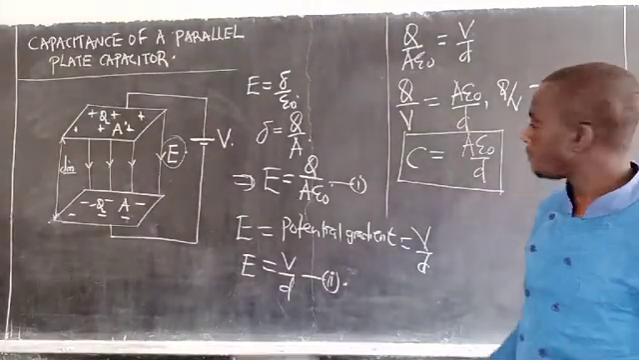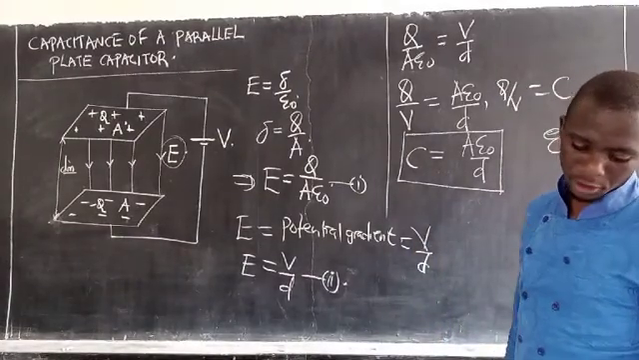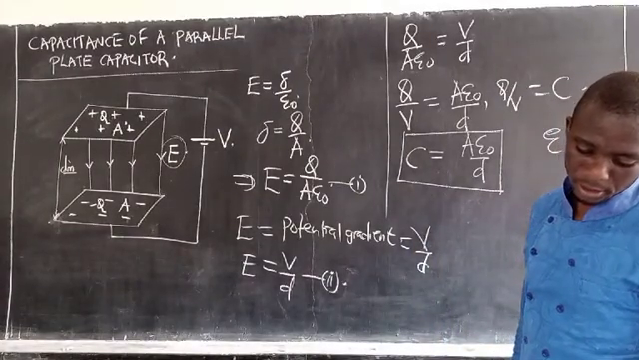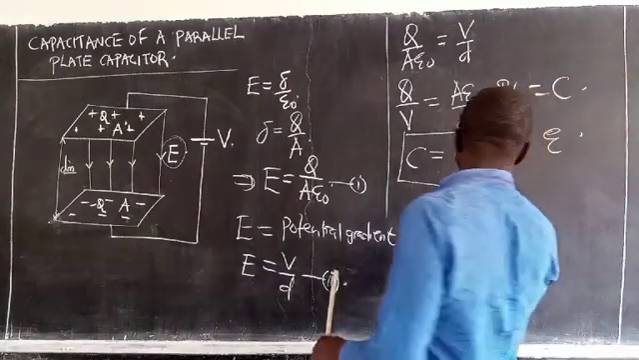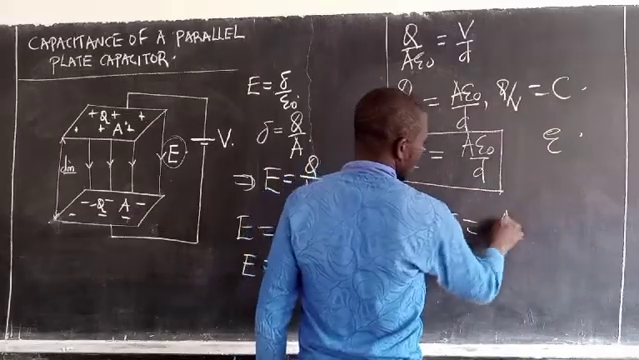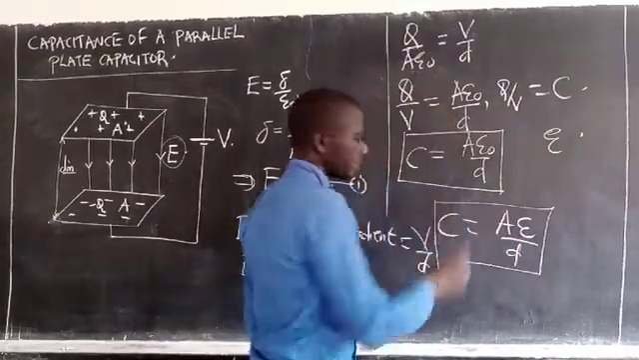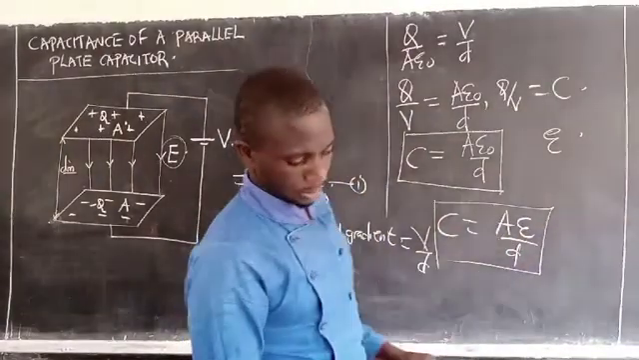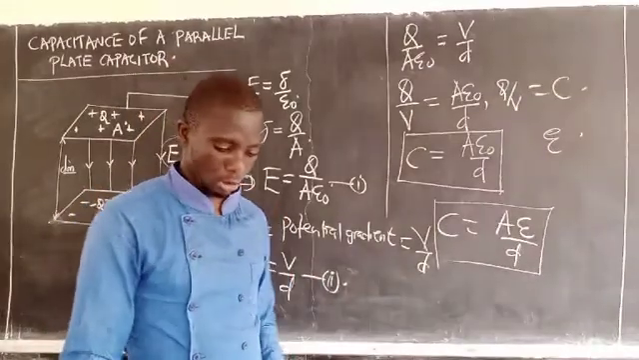If a dielectric of permittivity epsilon is between the capacitor plates, then the capacitance becomes A epsilon over D.